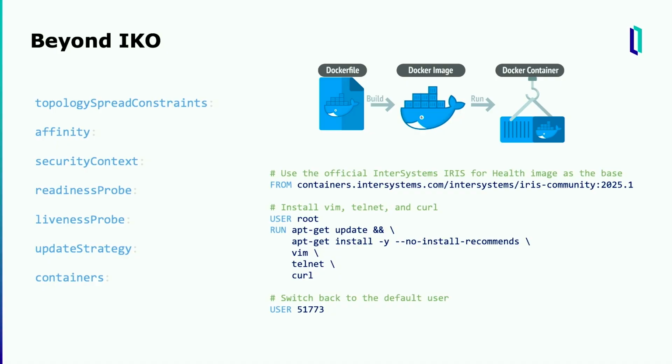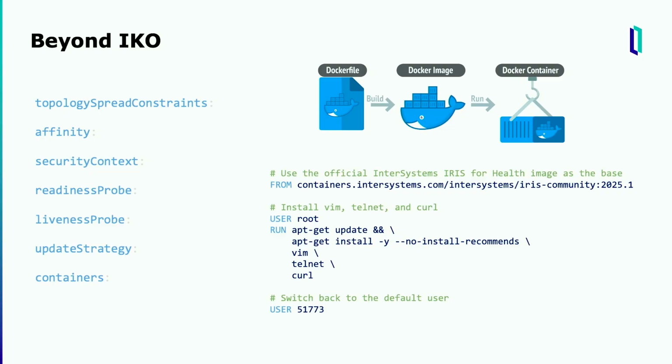And finally, a few other fields you may find that you need to use. If the preferred zones is insufficient because you're deploying an environment that doesn't use zones, you can provide topology spread constraints and describe how you want your pods distributed across nodes. If you've added applications to your Iris image that require more time to start up or have more work to do before you're ready to accept data, you can override the readiness probe and liveness probe that come with IKO.